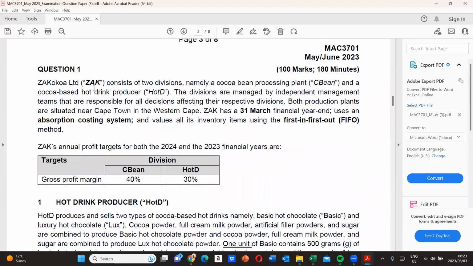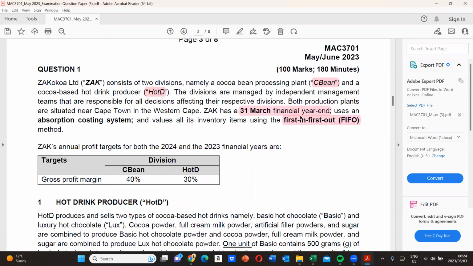ZAC consists of two divisions, named cocoa bean processing plant, that is C Bean, and cocoa-based hot drink producer, or D. The divisions are managed by independent management teams that are responsible for all decisions affecting their respective divisions. Both production plants are situated near Cape Town in the Western Cape. ZAC has a 31 March financial year and uses an absorption costing system and values all its inventory items using the first in, first out method.